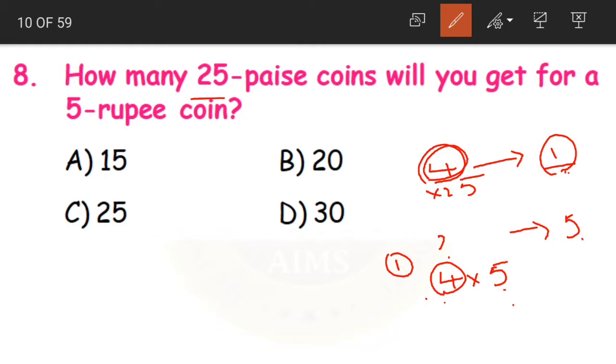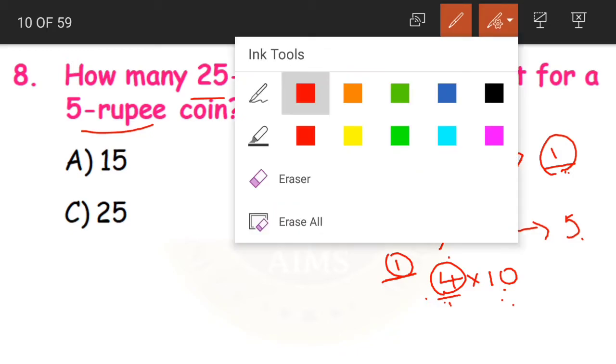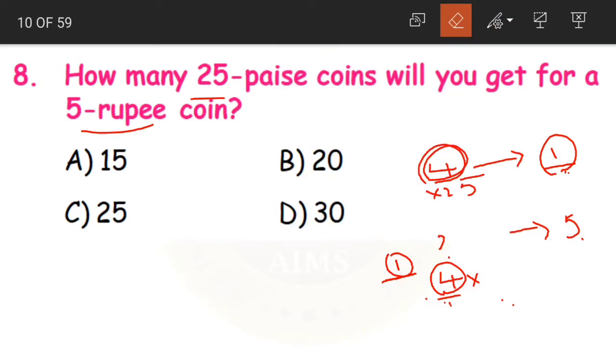That is the total number of rupees. Here we are having a 5 rupee coin. Suppose if we want to find out for a 10 rupee coin, we need to multiply this 4 by 10. Understood, children? We get 4 25 paise coins for 1 rupee. So 4 into 5 here. Why 5? Because we want to know the number of 25 paise coins we will get for a 5 rupee coin. 4 into 5 is equal to 20. So we'll get 20 25 paise coins.